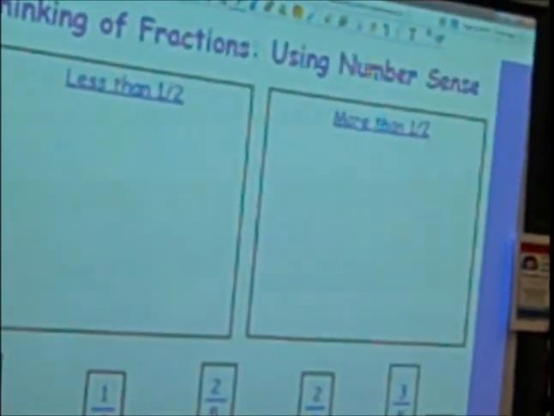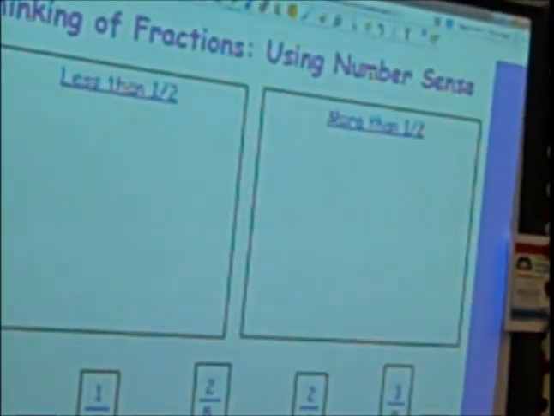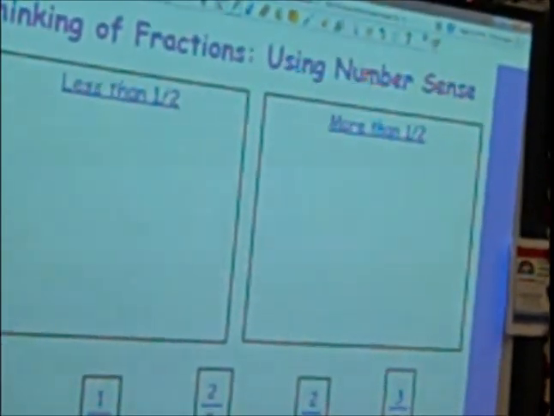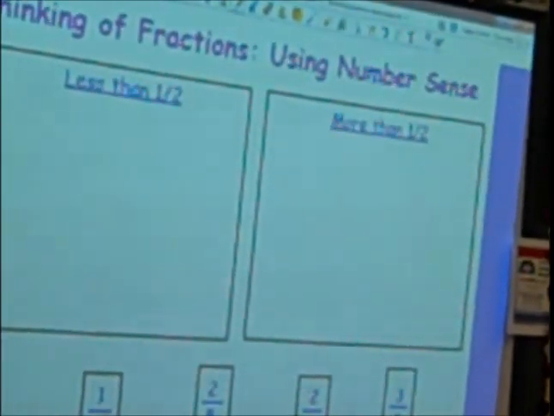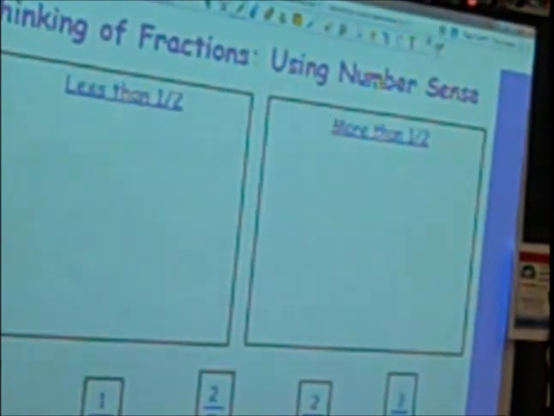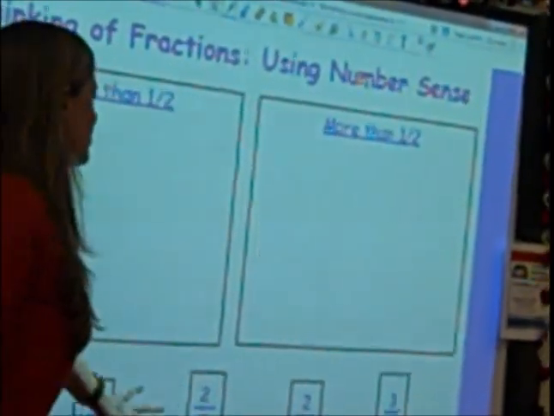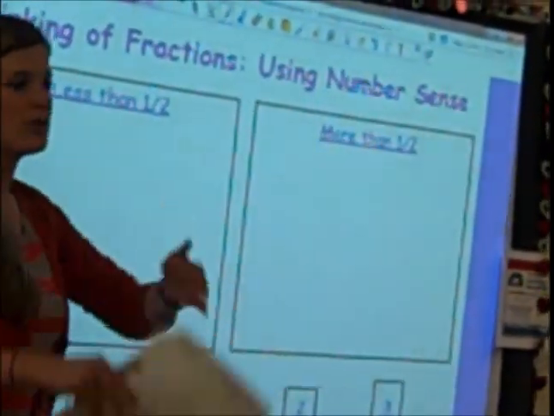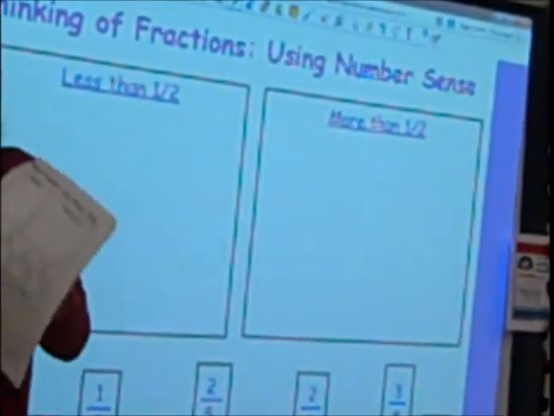Everybody in here probably learned it the exact same way. The Common Core way does not have you do that. It has you start to think about fractions in a different way. So, let's take a look at some of these fractions and try to sort them into the boxes using 1/2 kind of as our benchmark fraction.